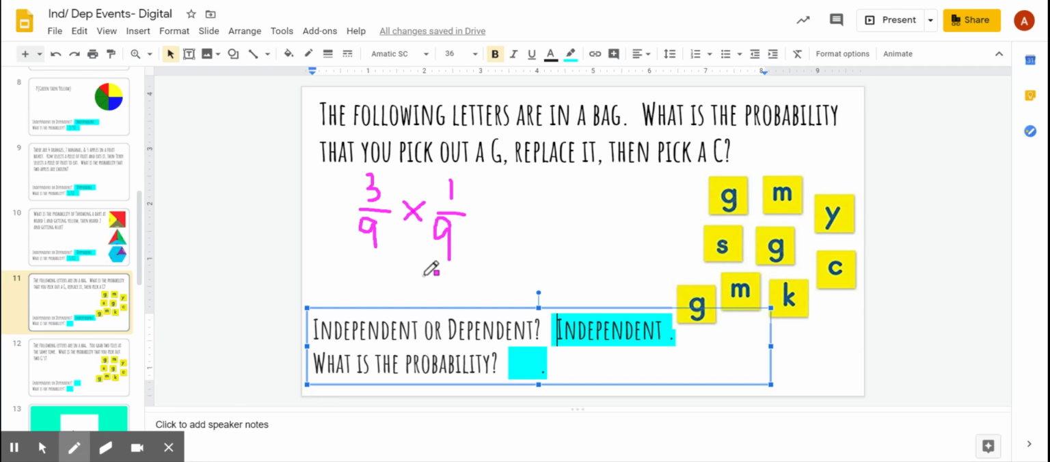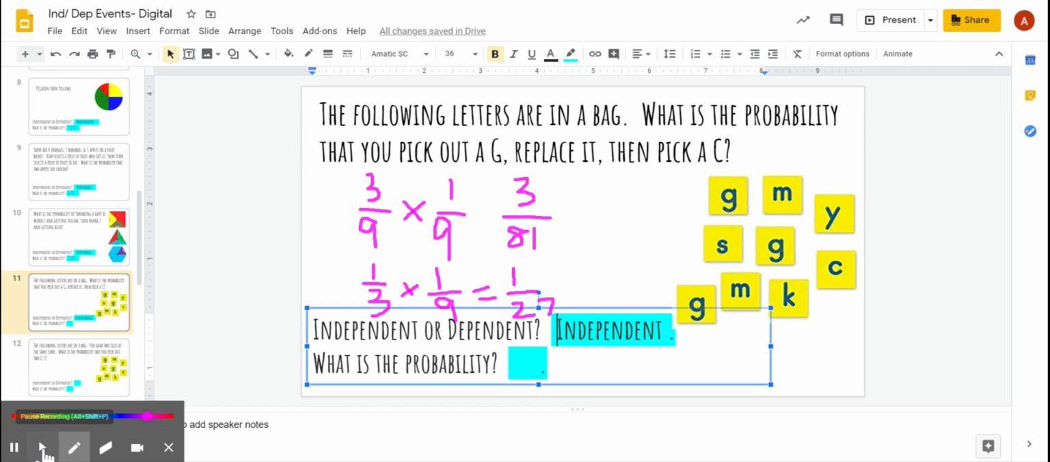Okay, so again, we can just multiply these, or you can simplify now. If you simplified right now, this would turn into 1/3 times 1/9. Okay, and if not, that's all right. So 3 times 1 is 3. 9 times 9 is 81. We would want to simplify those, so divide them both by 3. And we should get the same thing we get down here, which is 1/27. So our probability of picking a G, putting it back, and picking a C is 1/27.